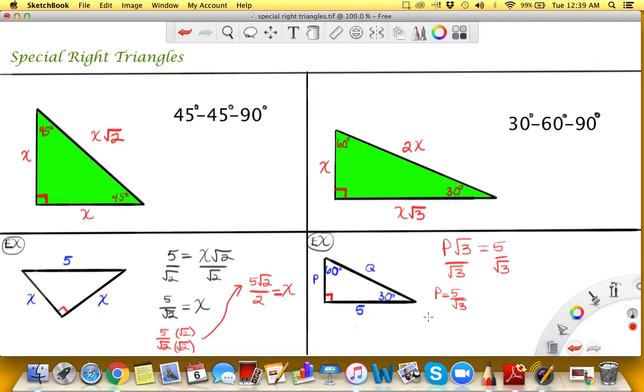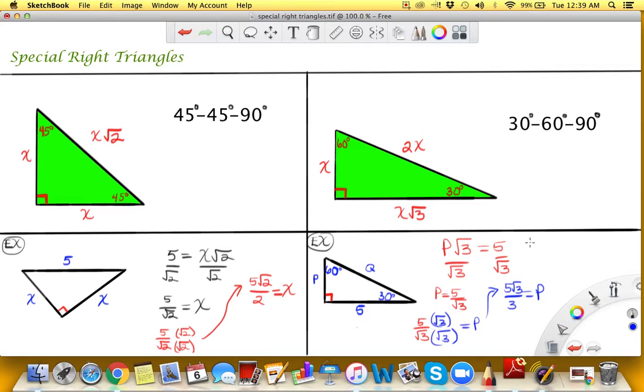So what we're going to do is we're going to take 5 over the square root of 3, and we're going to multiply the numerator and the denominator by the square root of 3. Alright, and that's going to give us the value of P. So from there we can go here and we can say 5 times the square root of 3 over 3 is equal to the value of P. So P is equal to 5 times the square root of 3 over 3.